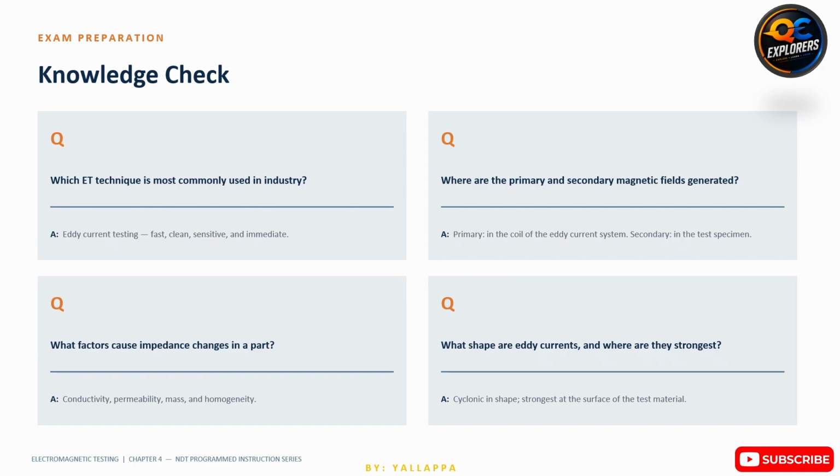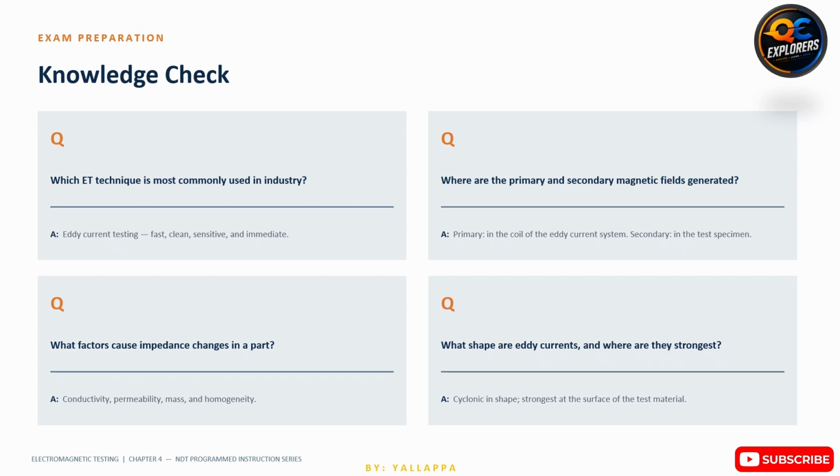The answer is eddy current testing. Its speed, cleanliness, sensitivity, and ability to produce immediate results make it the preferred electromagnetic inspection method across industries such as aerospace, petrochemical, manufacturing, and power generation.